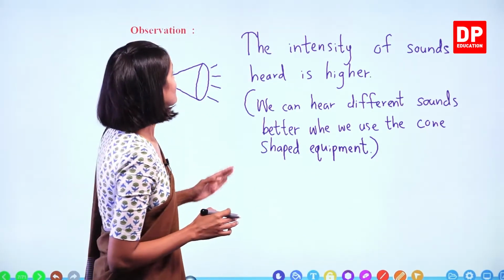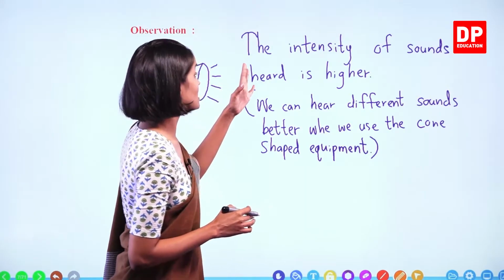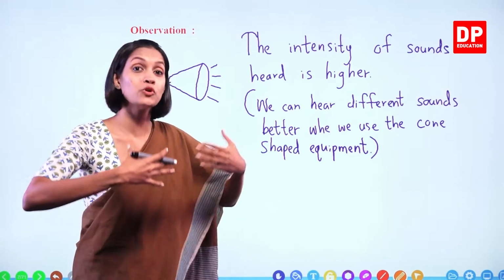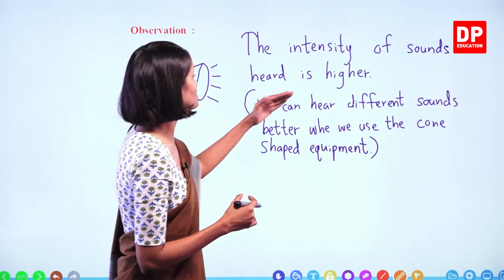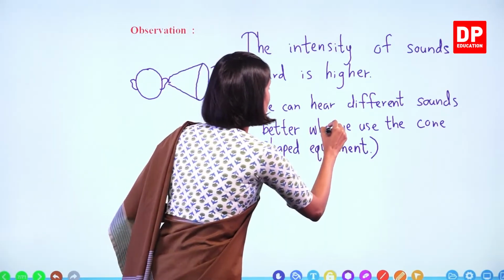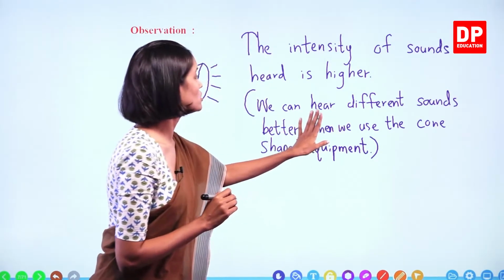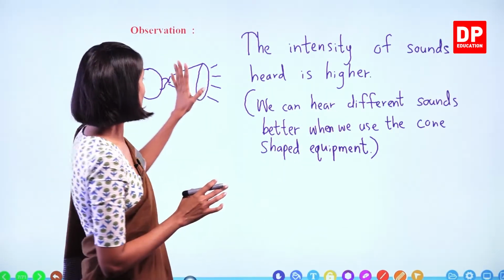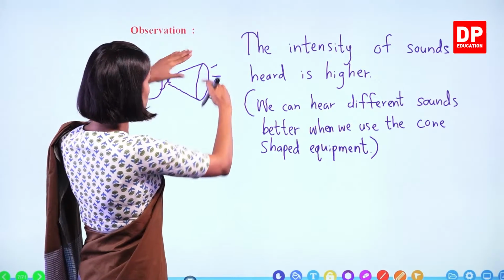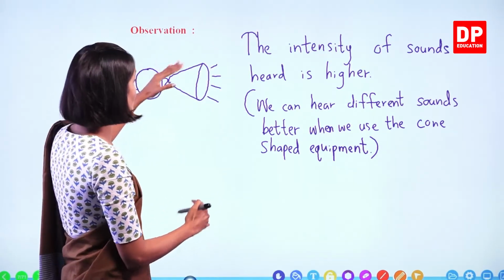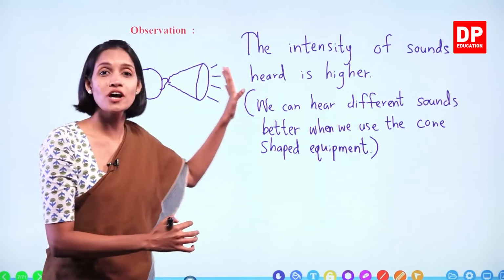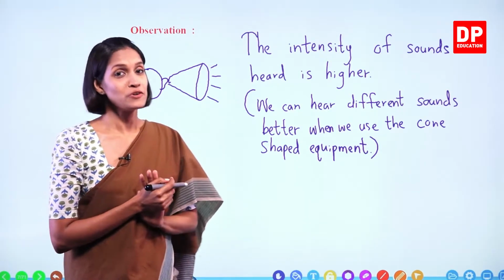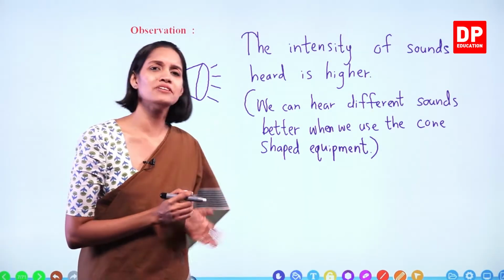Okay, children? The intensity of sounds heard is higher. Intensity increases, okay? It means more intense, more clear, right? We can hear different sounds better when we use the cone-shaped equipment. So I explained to you all the reason. That is because of the shape of this cone, this side is wider than this side. Therefore, it can collect more sound waves coming from the environment and direct them to your ears. Okay, children? So I hope this activity is clear now.